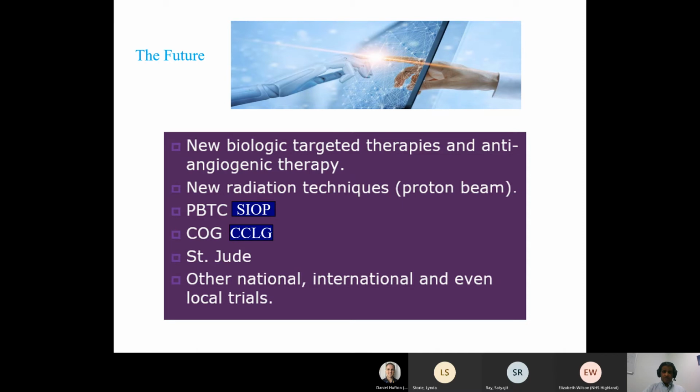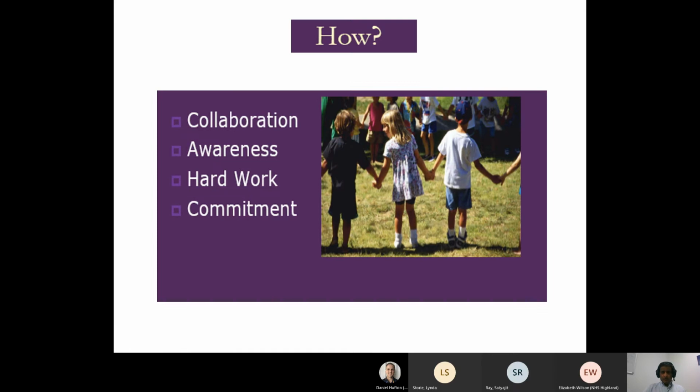doing quite a bit of collaborations with other groups like Pediatric Brain Tumor Consortium of Canada, SIOP Group in Europe, COG in America, CCLG in UK, St. Jude's Group in America, and other groups as well. So by doing actually more collaboration and being more aware and hard work and commitment of people, I'm sure, survival, already 75 to 76% now, can improve. But then the quality of life should also improve.